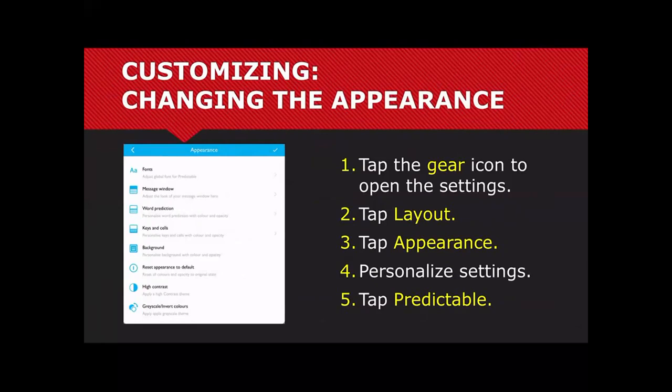Now, customizing and changing the appearance of the application. We'll do this slide. Since they kind of covered it in the video that Kevin showed, I won't demonstrate it, but it's something you can go back in and look at later if you like. You would tap on the gear icon to open the settings, then tap layout, and then tap appearance. You modify the settings to suit your needs, and then tap predictable again.